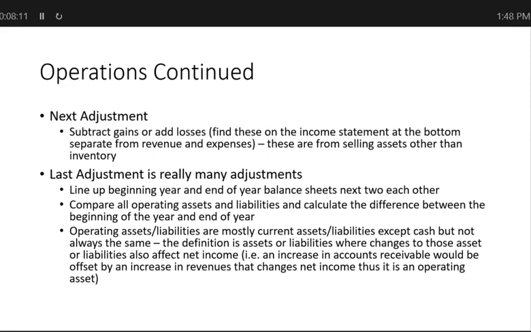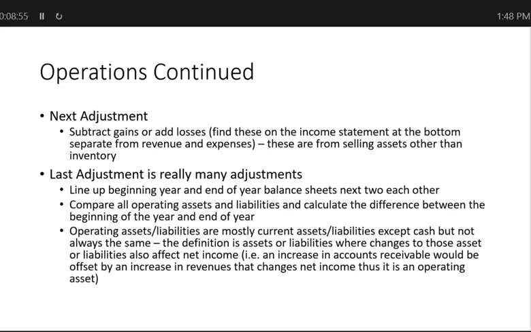And then the last adjustment is going to take multiple steps. It's really lots of adjustments. Okay? We're going to line up that beginning of the year and end of year balance sheet like I talked about earlier. And we're going to compare operating assets and liabilities and calculate the difference between what they were at the beginning of the year and what they were at the end of the year. Now, what do we mean by operating assets and liabilities? For the most part, this is current assets, not including cash, because that's what we're explaining. So we wouldn't use cash to explain the change in cash.